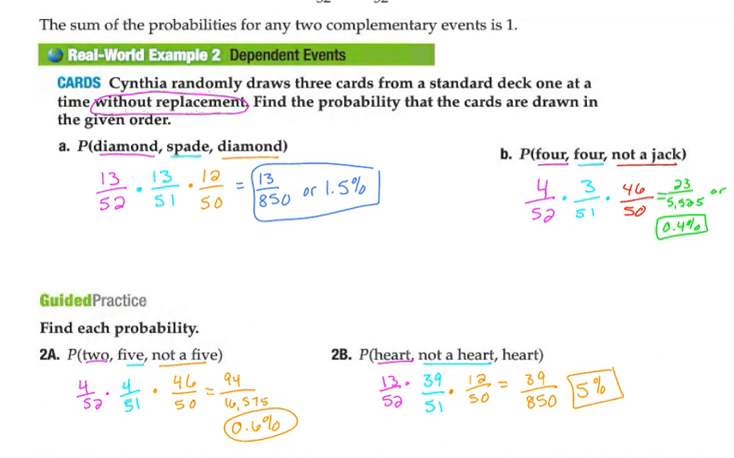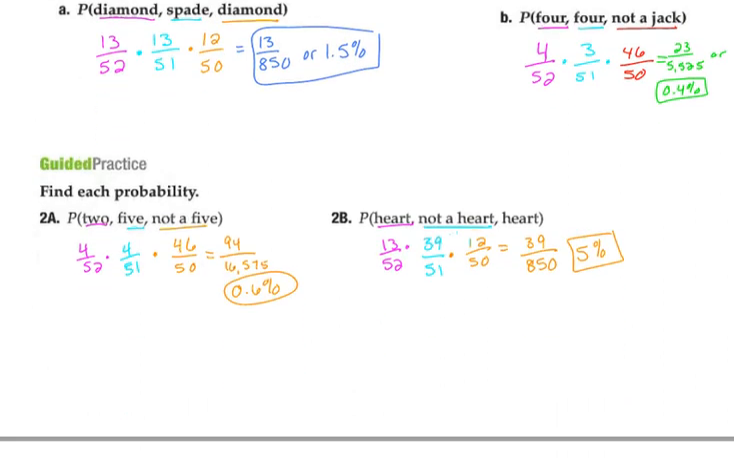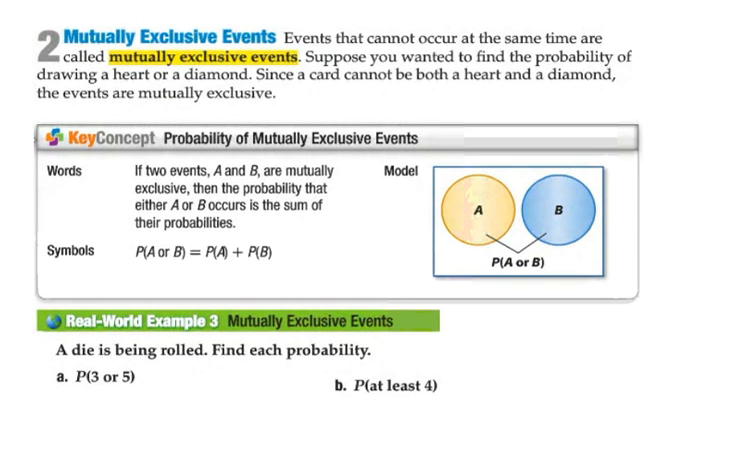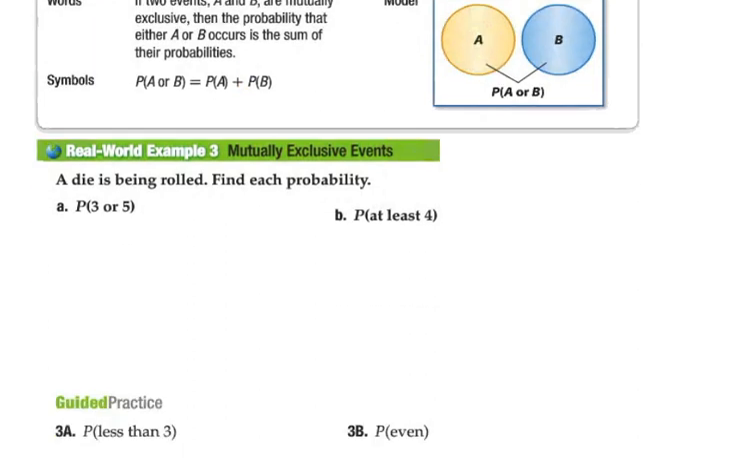Okay, and there we go. Again, these are dependent events because we did not replace that, which means that each of the probabilities after the first do depend on what happens before. Okay, let's go ahead and now look at mutually exclusive. The events that cannot occur at the same time are called mutually exclusive. So again, that's when we see the word or. That's when we're going to start adding in here. Okay, so our probabilities now are just going to be adding.